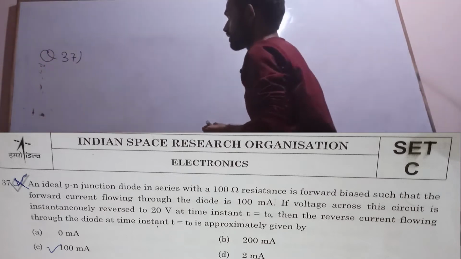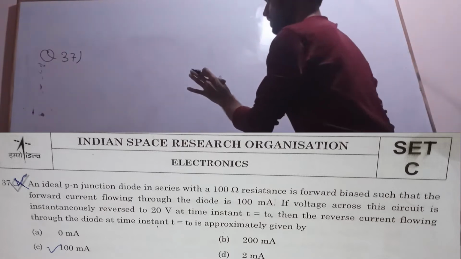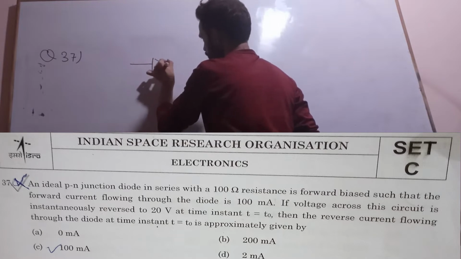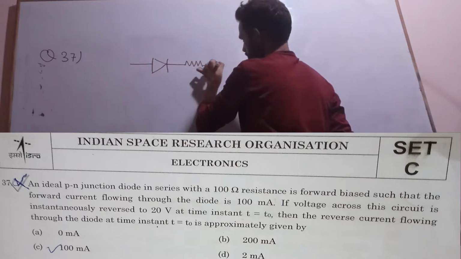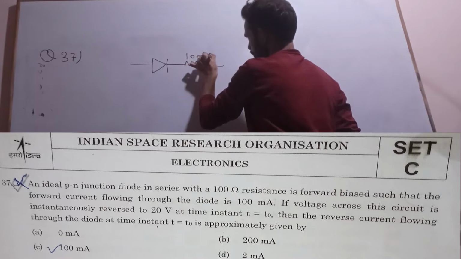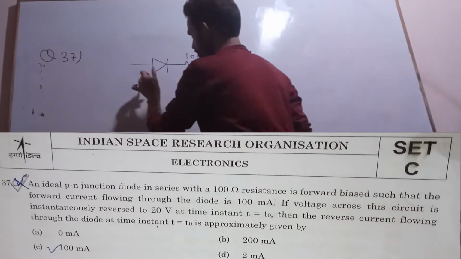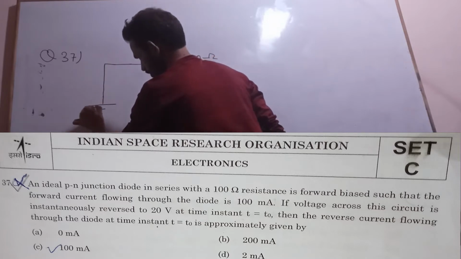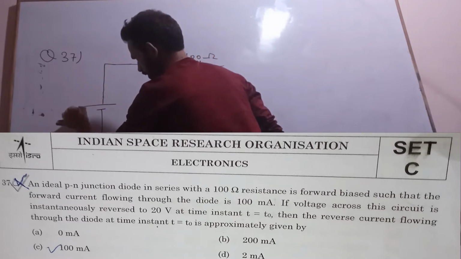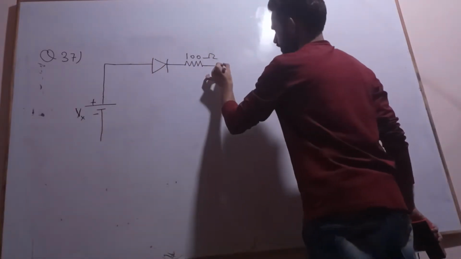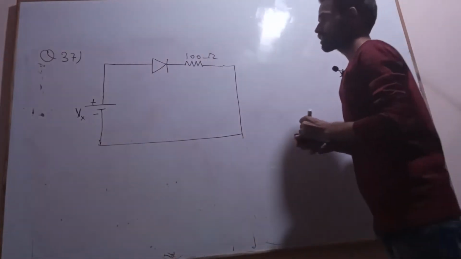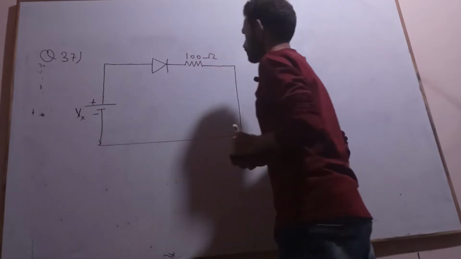Question 37 is given that there is an ideal PN junction diode. This is connected through a 100 ohm resistance, and this diode is connected through a battery of V volt. Let us say this battery is Vx, the Vx voltage. So this diode is connected through this battery of Vx volt.